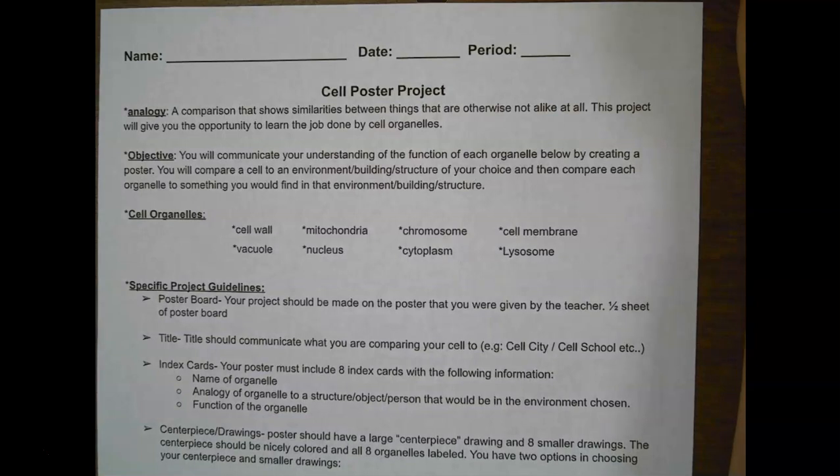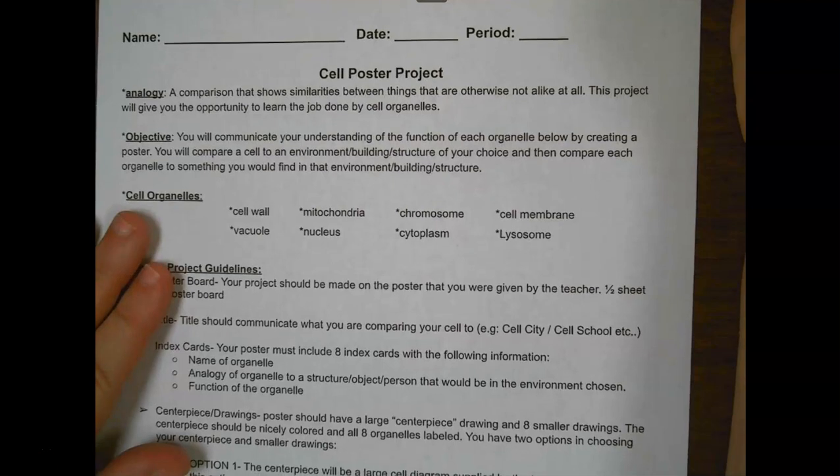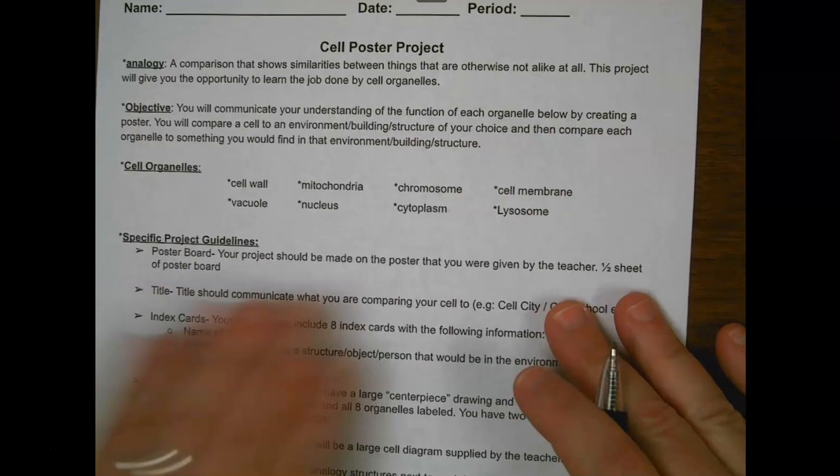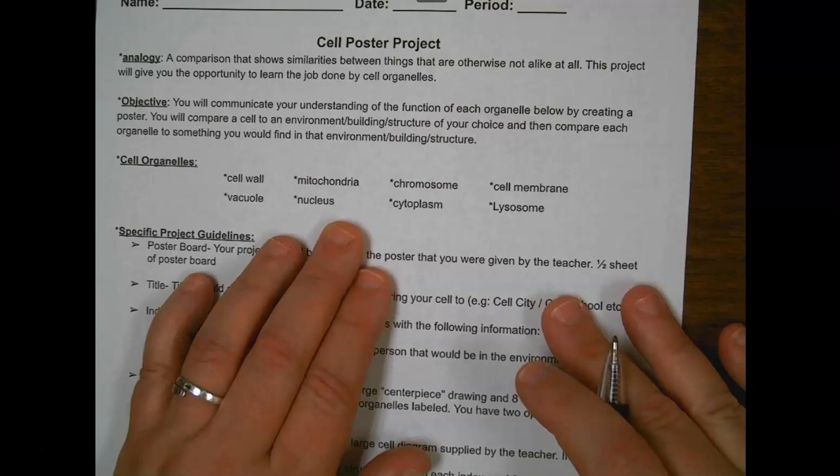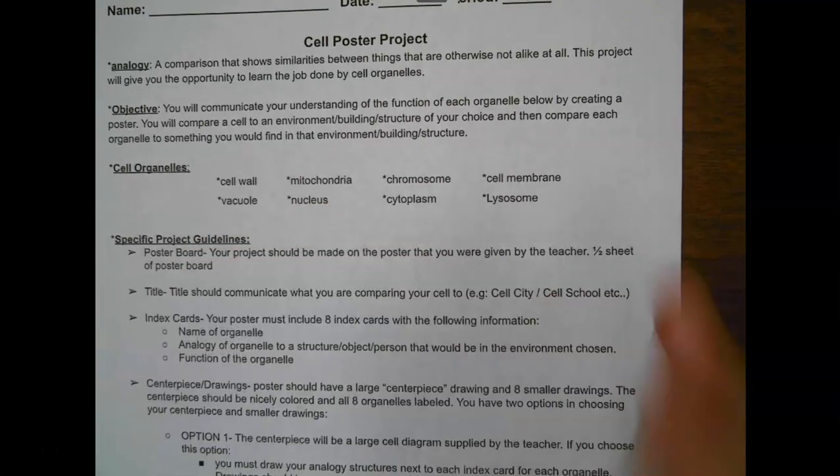I will warn you, you will not be allowed to do cell school, and you will not be allowed to do cell city because we've already done both of those and gone over the organelle analogies for those. So, step one, you have 8 organelles here, and you are going to be doing this with a partner, which means that you are going to be in charge of 4 organelles, and your partner is going to be in charge of 4 organelles.